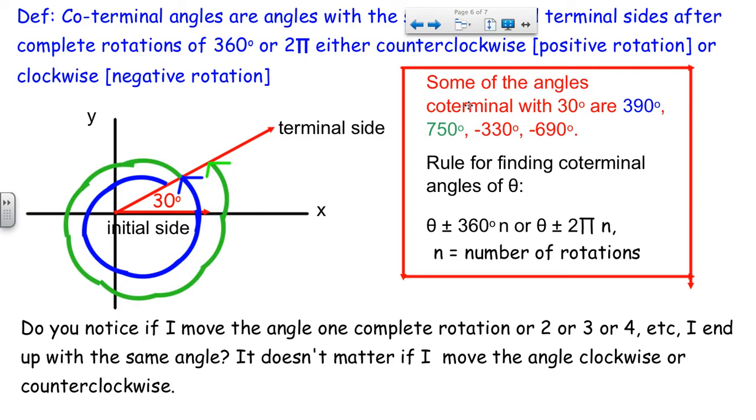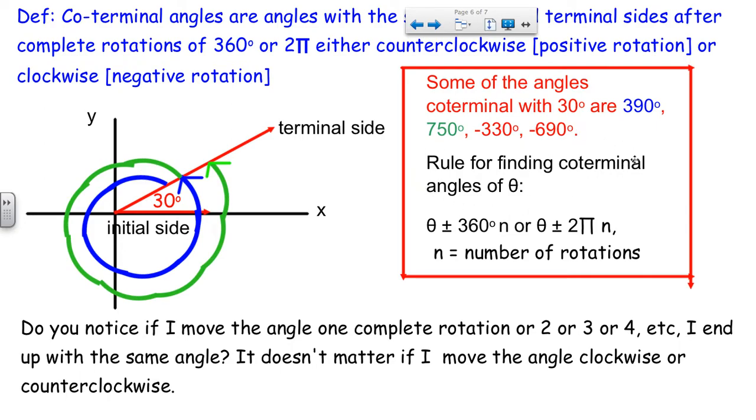So some of the angles coterminal with 30 degrees are 390, because from the 30 I added 360, or 750 in the green, because I moved it once, I moved it twice, so I added 720. If I went backwards one rotation, 30 minus 360, I went back another rotation, it would be 30 minus 720.